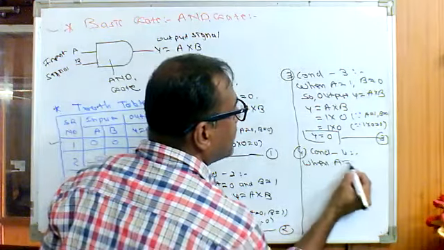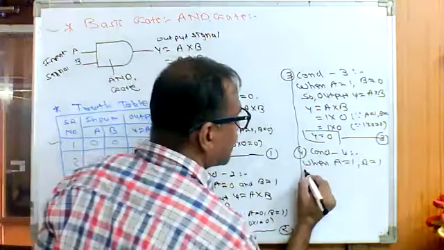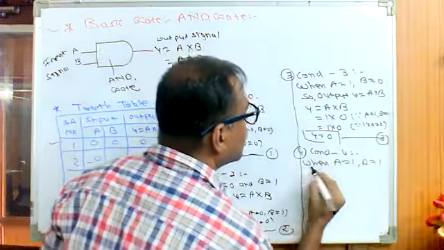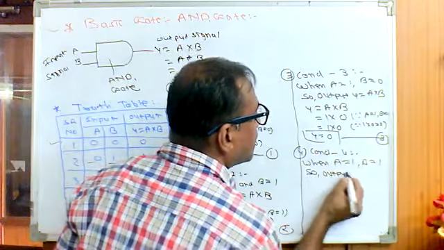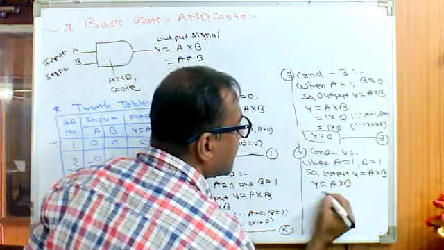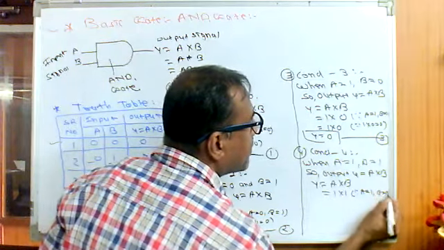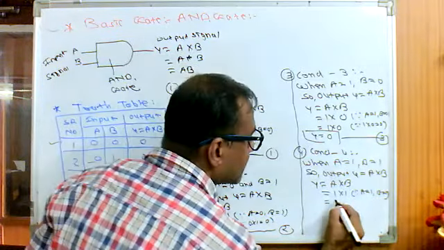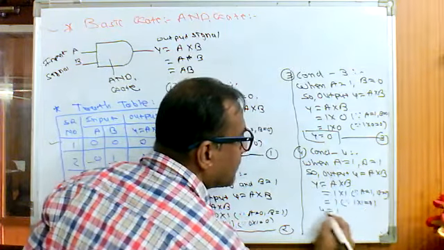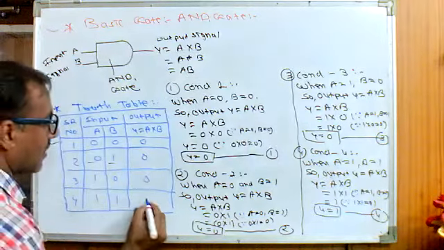The fourth condition is when a is equal to 1 and b is equal to 1, both inputs are high. So the output y is equal to a multiply b, which means 1 multiply 1. Both inputs are high, and 1 multiply 1 means 1. So y is equal to 1. In the fourth condition, both inputs are high, so the output is high.